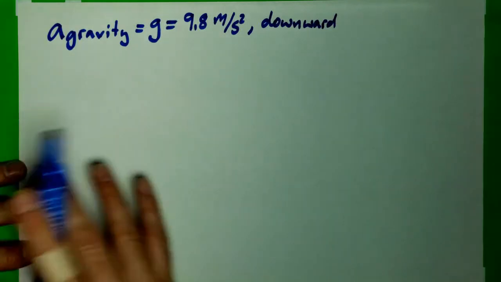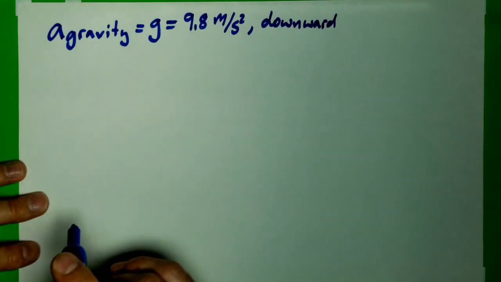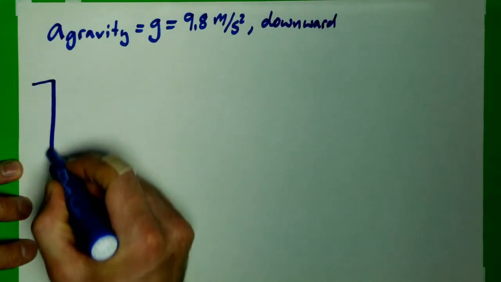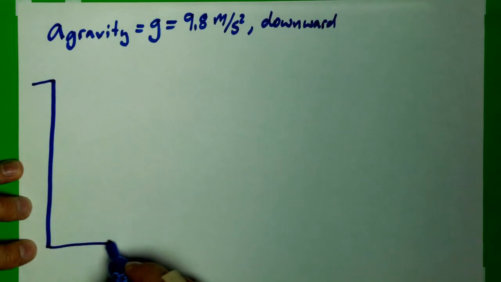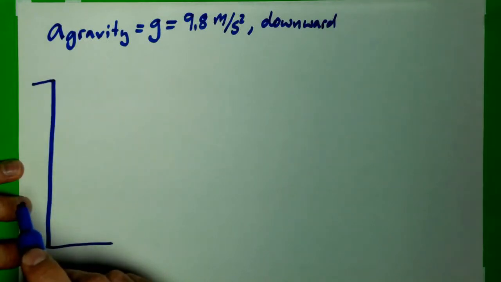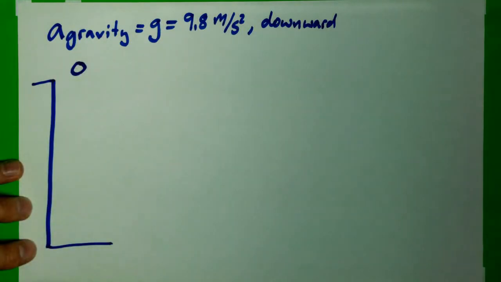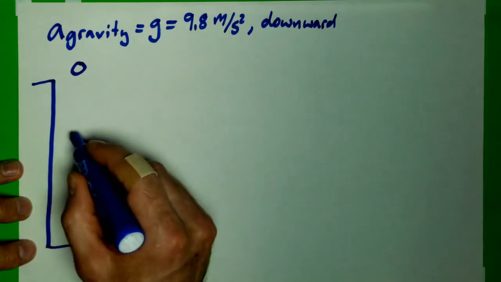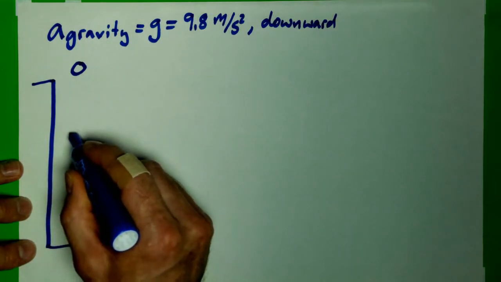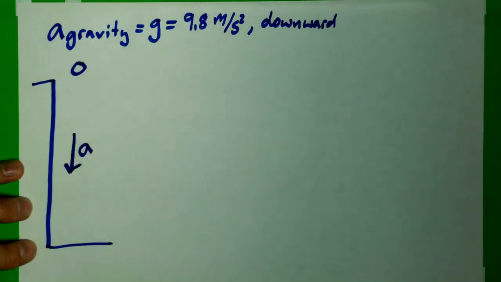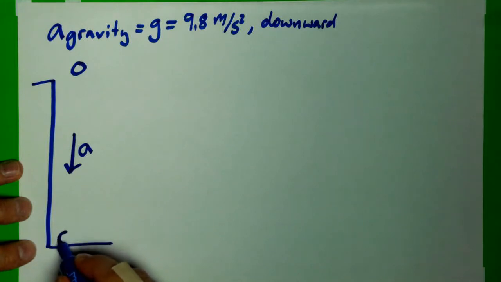Because it's constant, we can use our kinematic equations to solve a variety of problems. So let's take one in particular. Let's establish a situation where we're dropping a ball off the top of a tall apartment complex. We release the ball right there, it falls under the influence of gravity, so it's accelerating downward. I'm going to put the a there.